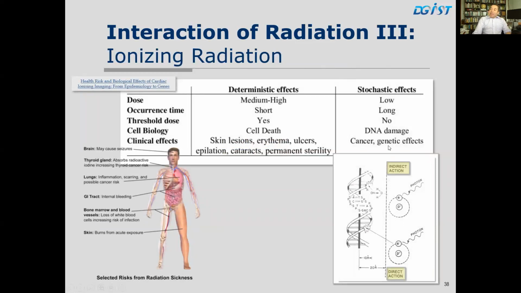Among the stochastic effects, we have indirect action, which can be via free radicals. So the ionizing radiation ionizes a water molecule, for example, to create an oxygen-free radical, and that causes damage, or direct action directly on the DNA molecules.